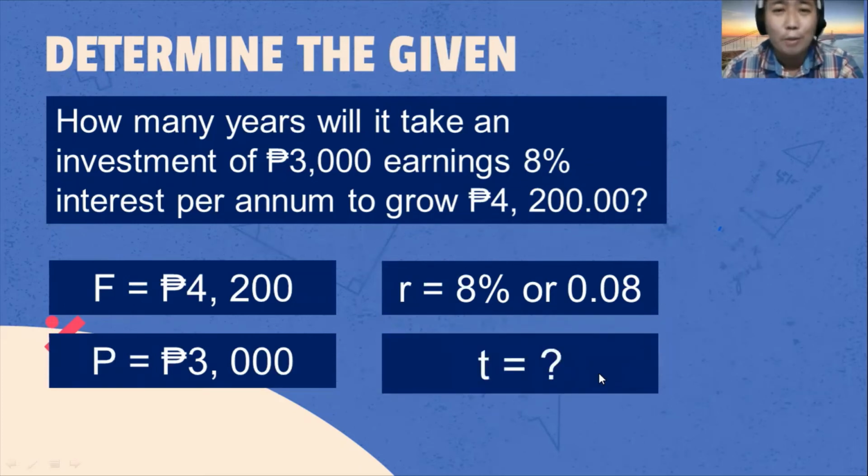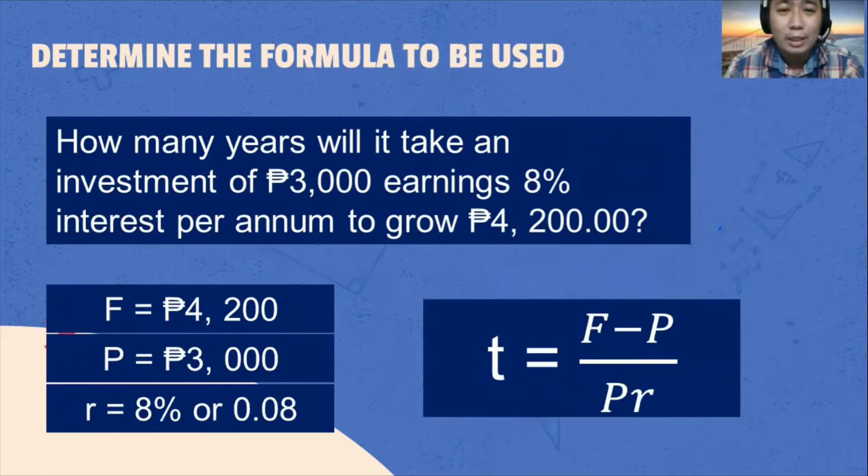We are now going to look for the time period or the term period. Since maturity value, principal amount, and rate are given, we can use this formula: time is equal to maturity value minus the principal amount over the principal amount multiplied by the rate.